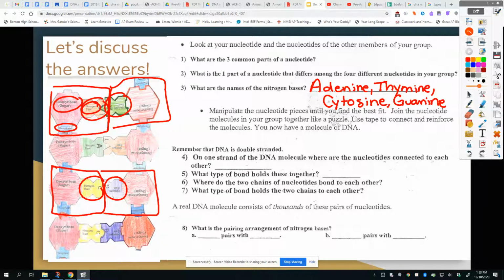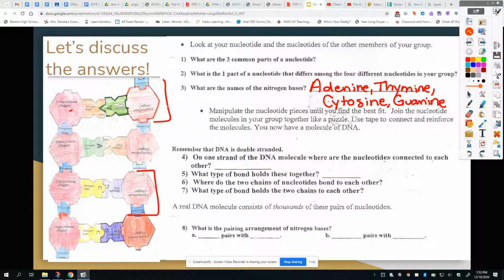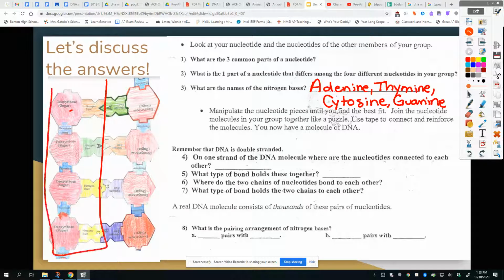And on one strand of DNA, when they talk about a strand, they're talking about one of the sides of this ladder. So when they talk about a strand of DNA, they're talking about this, and they want to know where one nucleotide connects to another nucleotide, and that would be right here between the phosphate and the sugar.